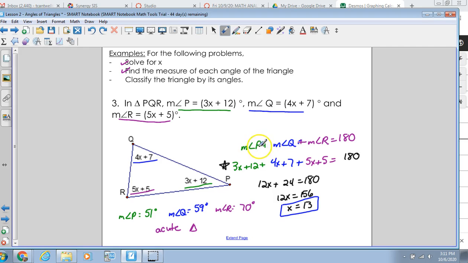Now, one thing to note, I wrote angle P plus Q plus R equals 180. It doesn't matter what order we do these in, we just need to add up all three angles and set that equal to 180.